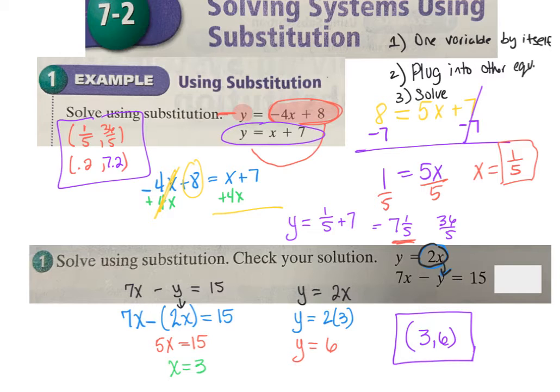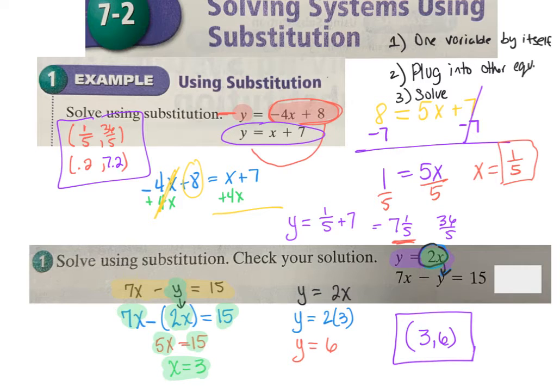So for this one, they already have a variable completely by itself. They have the y equals 2x by itself. So we're going to take the other equation, the 7x minus y, and we're going to replace that y with the 2x that the y equals. So you'll say 7x minus 2x equals 15. And then we're just going to solve that. 7x minus 2x is 5x equal to 15, so x equals 3.